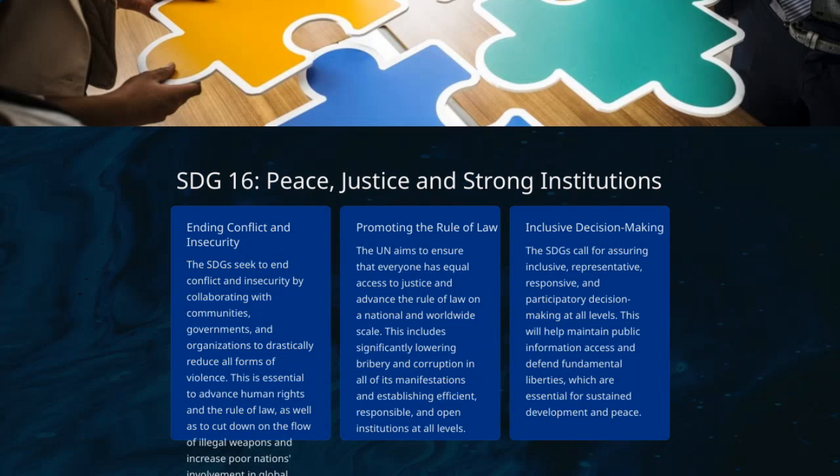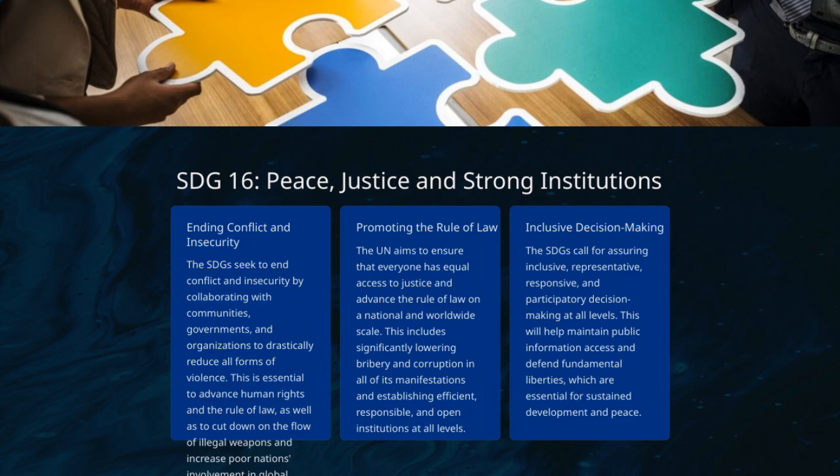On this slide, we're focusing on SDG 16, which emphasizes peace, justice, and strong institutions. The goal here is to ensure that decision-making processes are inclusive, representative, responsive, and participatory at every level. This is fundamental because it helps maintain access to public information and safeguards our core freedoms, things that are vital for sustainable development and peace.